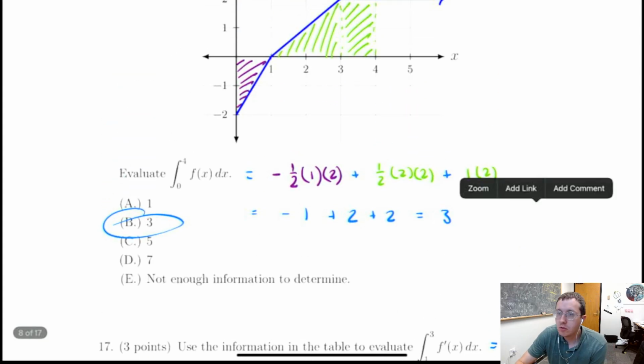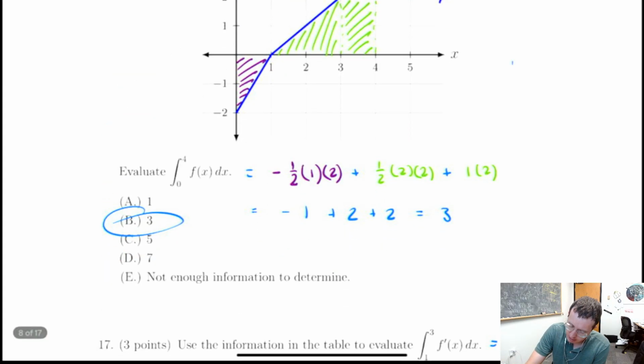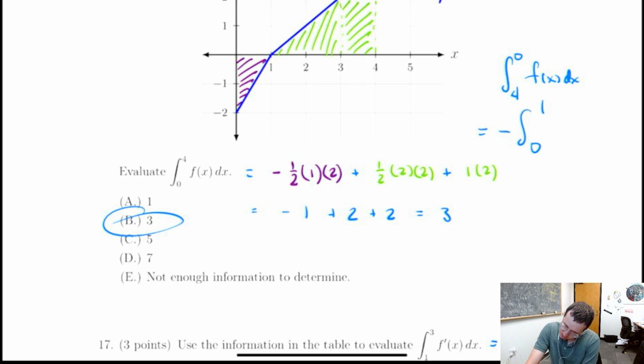What would it look like if it was integrating the integral backwards? So, do you mean like integrating from 4 to 0 of f of x? Because in that case, that would be just the opposite of the integral from 0 to 4. Switching the bounds just has the effect of throwing in a minus sign. So this would simply come out to negative 3.